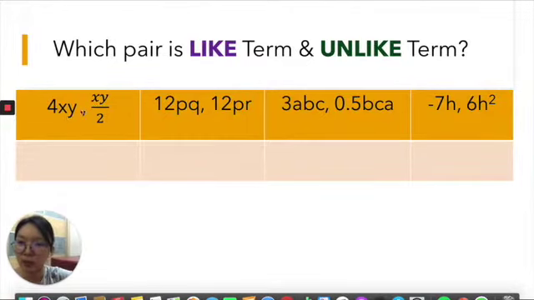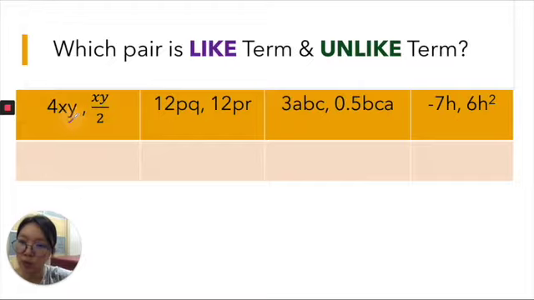Let's check the first one. X, y, and I have x, y here. Check for the power. X to the power of 1, x to the power of 1, y to the power of 1, y to the power of 1. Exactly. So they are like terms. Think about the next one. I have P here, P here. I have Q here, there's no Q here. So you know the answer.